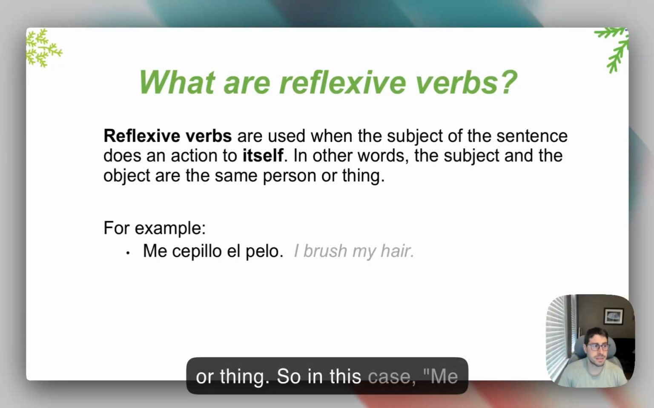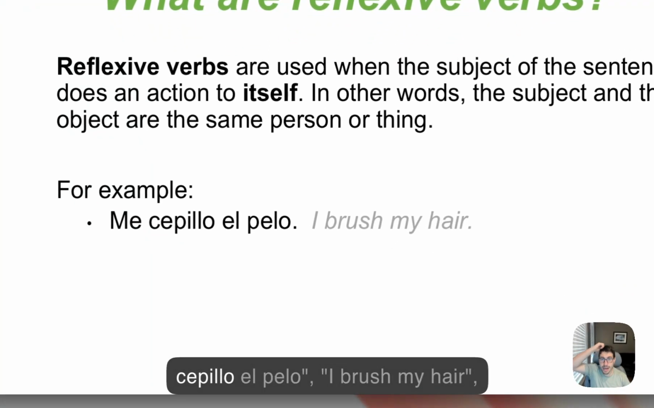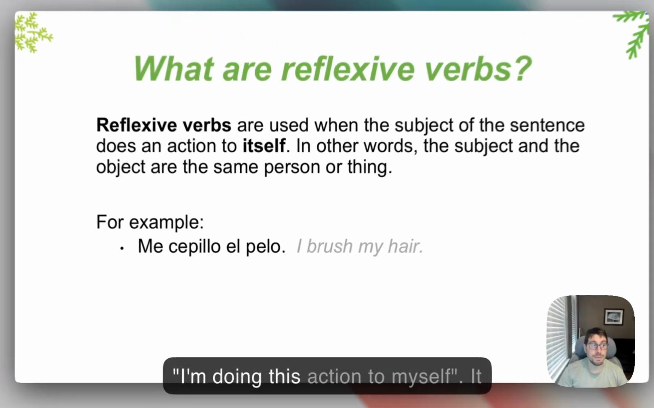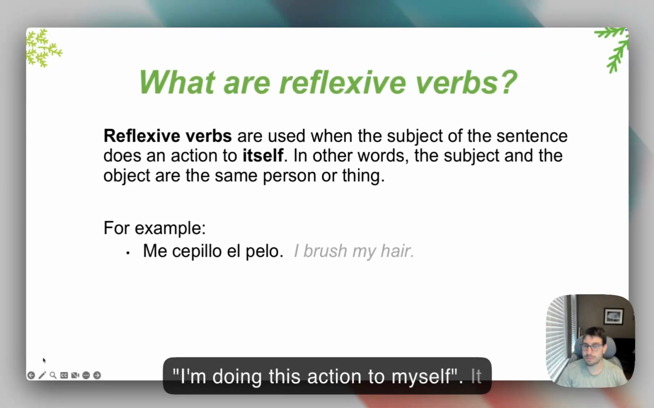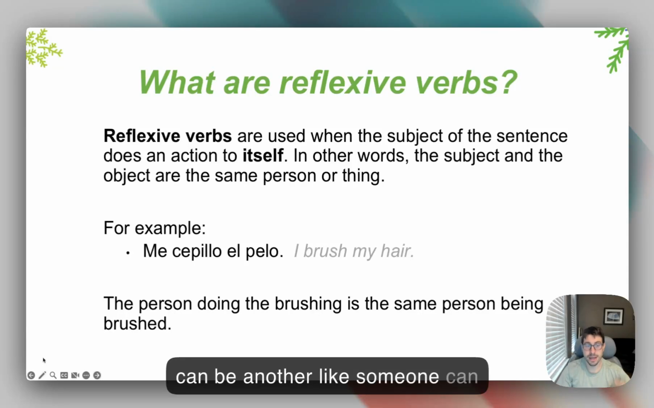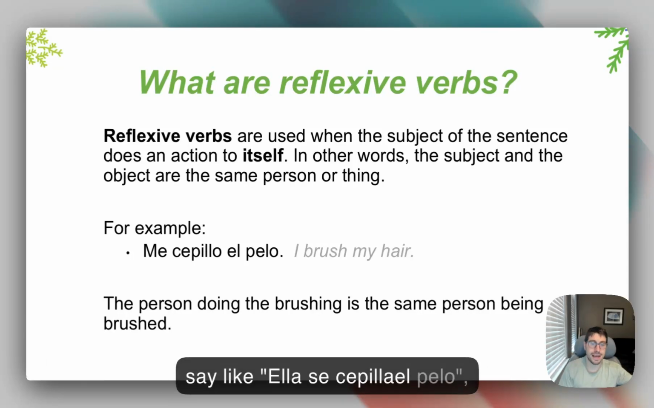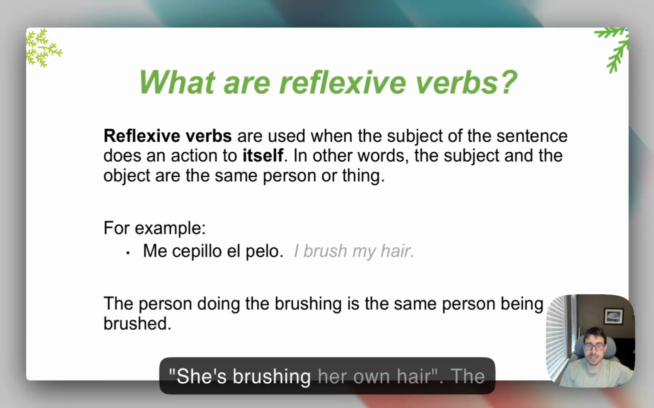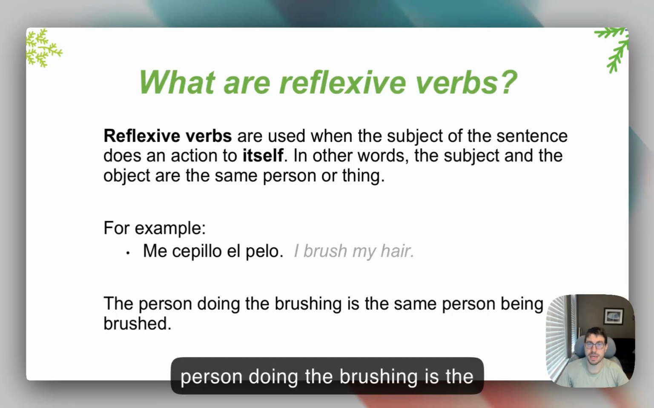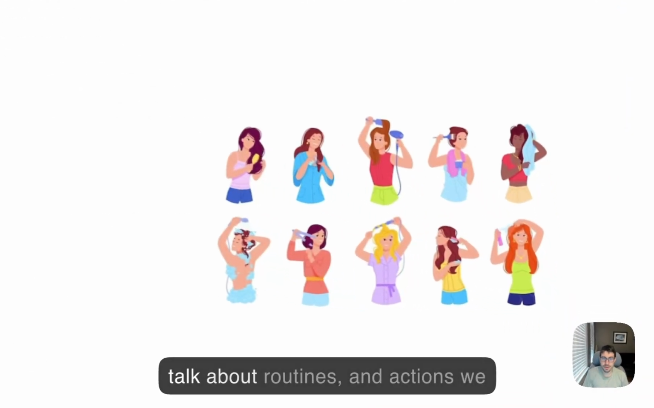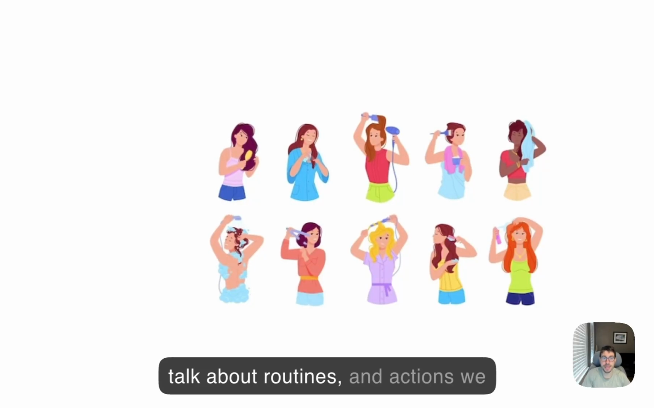So in this case, me cepillo el pelo. I brush my hair. I'm doing this action to myself. It can be another, like someone can say, ella se cepilla el pelo. She is brushing her own hair. The person doing the brushing is the same person being brushed. We often use reflexive verbs to talk about routines and actions we do to ourselves.